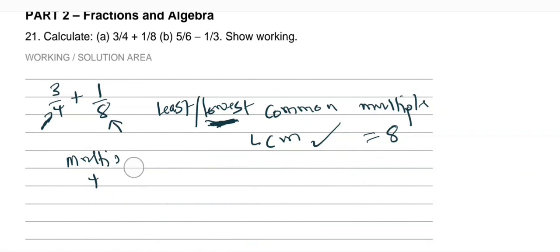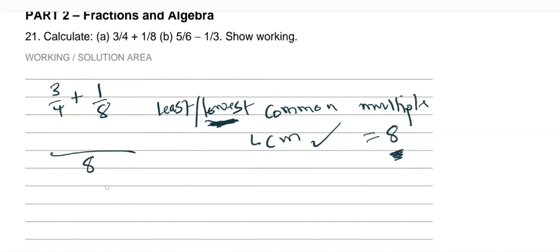So now that we know the LCM, all you have to do is write the LCM over here. You draw a line under the 8 and the 4 like this. Then you write 8 here because that's the lowest common multiple. Have you seen it?